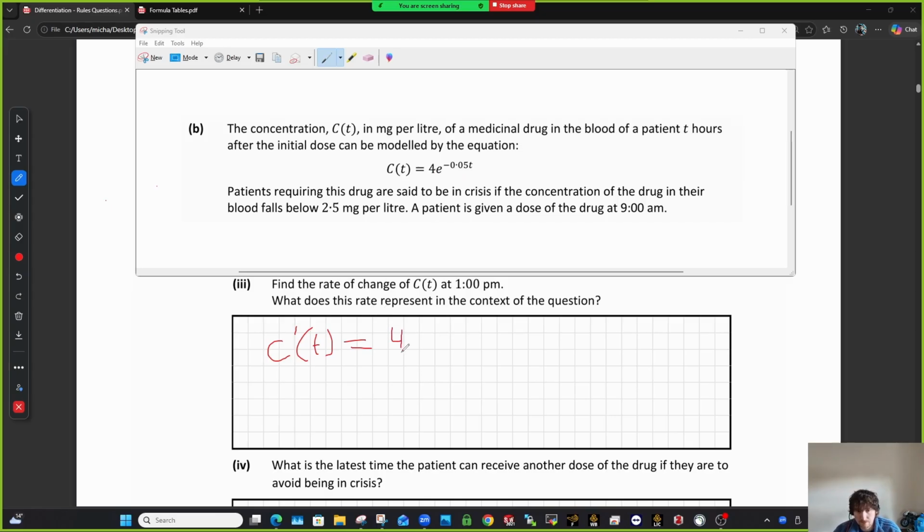So we go, 4 does nothing. Okay, it's just there. And then, as I said, this thing stays exactly the same. And then we just multiply by the derivative of the power. And then the derivative of the power there is this. Okay.